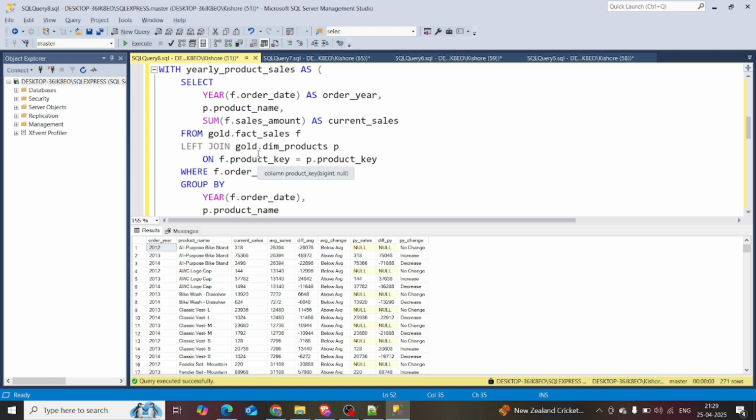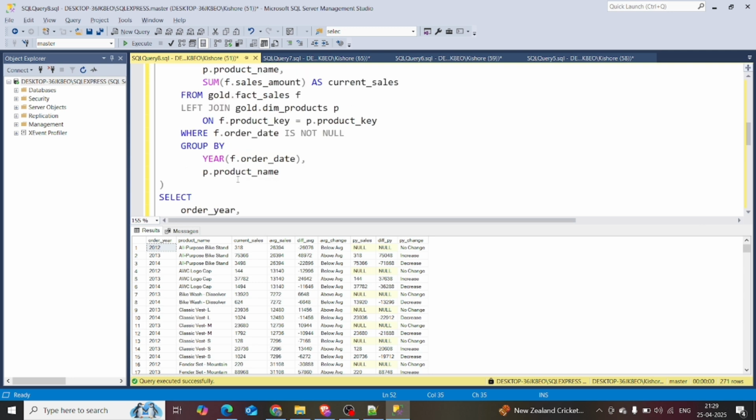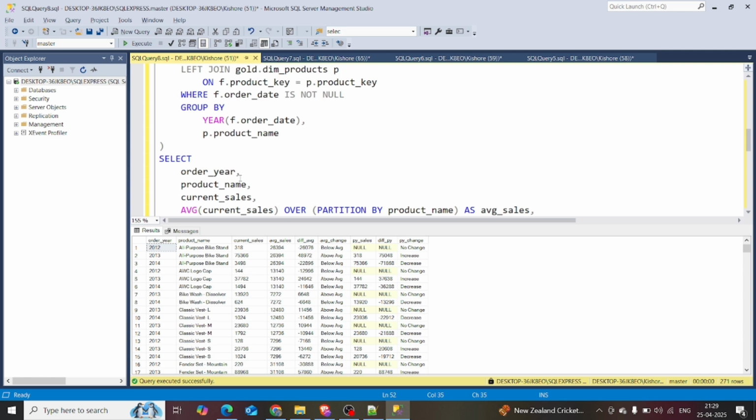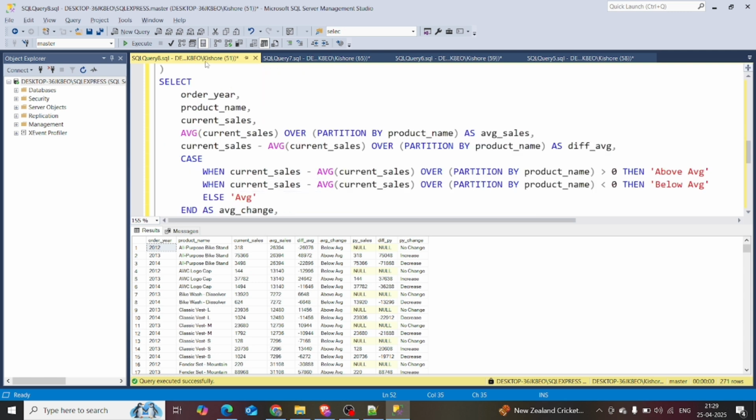We are left joining gold dim products as p, and the primary key used to join the tables is the product key, where f.product_key equals p.product_key, and we want only non-null values in the order date. So we are grouping by the year of the order date and the product name. In the main query, we want to select the order year, the product name, and the current sales.